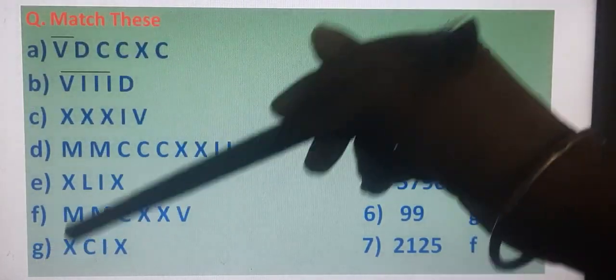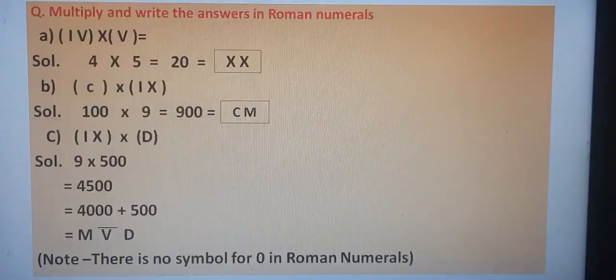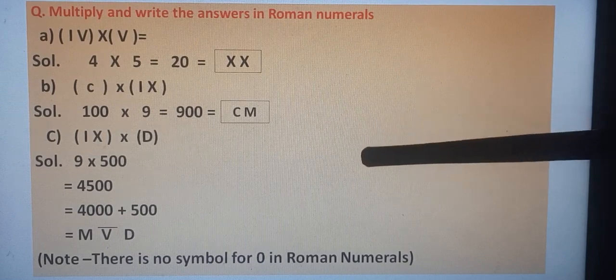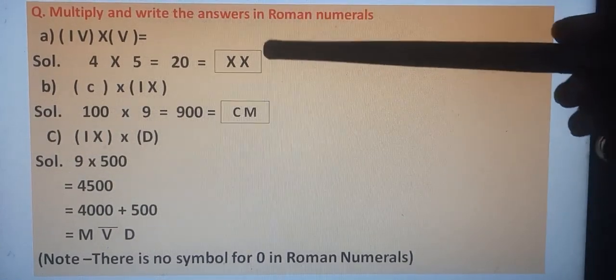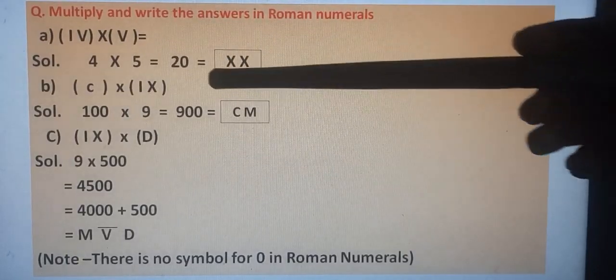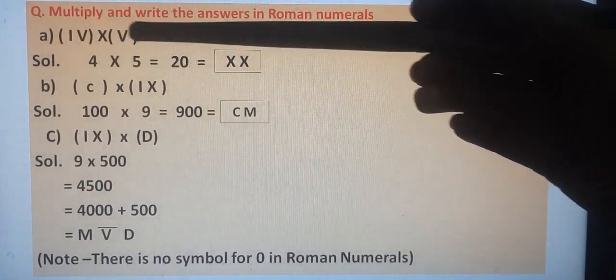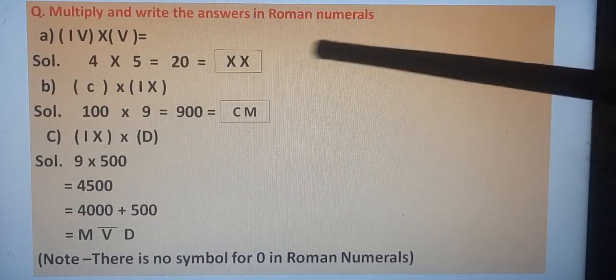So write down here your answers. These alphabets will be written in front of the correct number. Now our next question. Multiply and write the answers in Roman numerals. We have to multiply the given terms. Then we have to write down the answer in Roman numeral form.